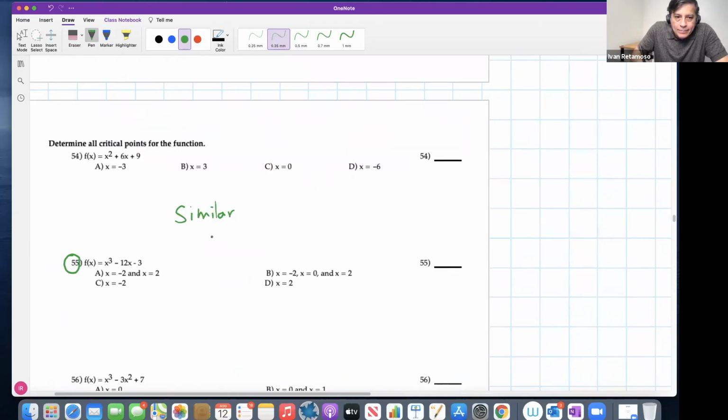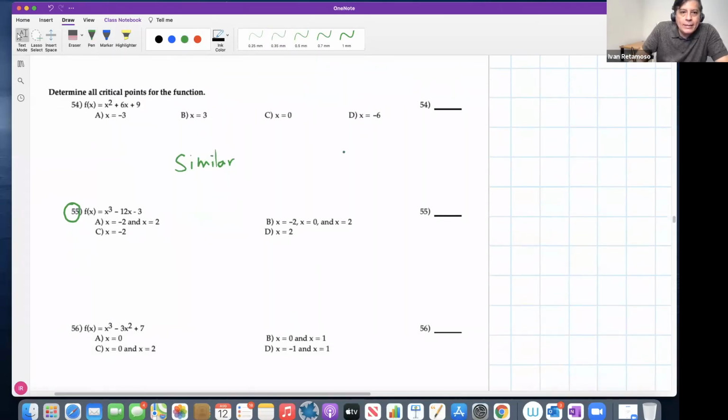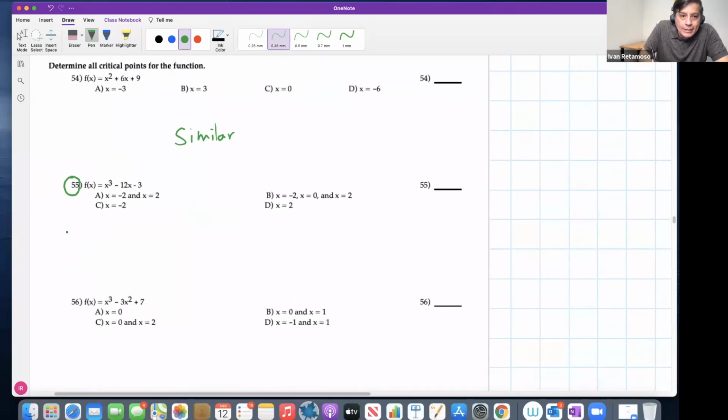Okay, so they say here, determine all critical points for the function. Remember, for the critical points, we have to find the derivative, which is going to be 3x squared minus 12, right? And then we have to set our derivative equal to 0. So set f prime of x equals 0. So 3x squared minus 12 will be equal to 0.